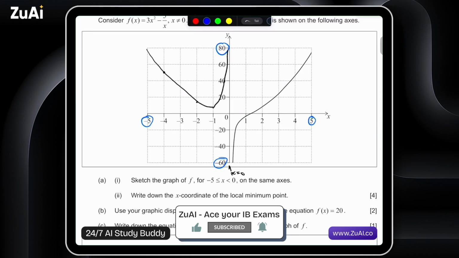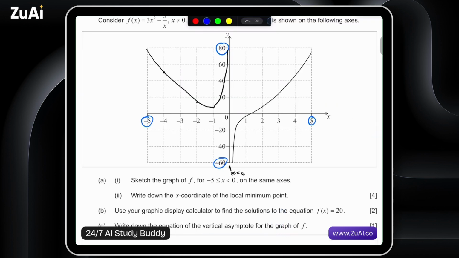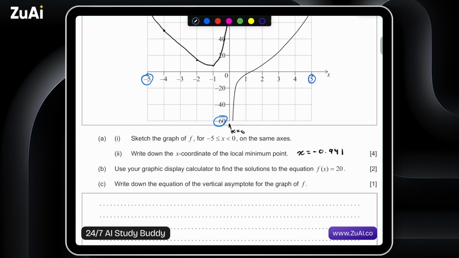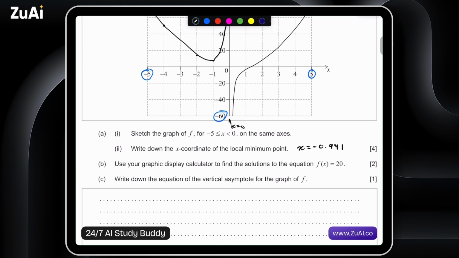So write down the x-coordinate of the local minimum. Going back to the document, x is equal to negative 0.941. Okay. Use your graphic display calculator to find the solutions to the equation f of x is equal to 20.